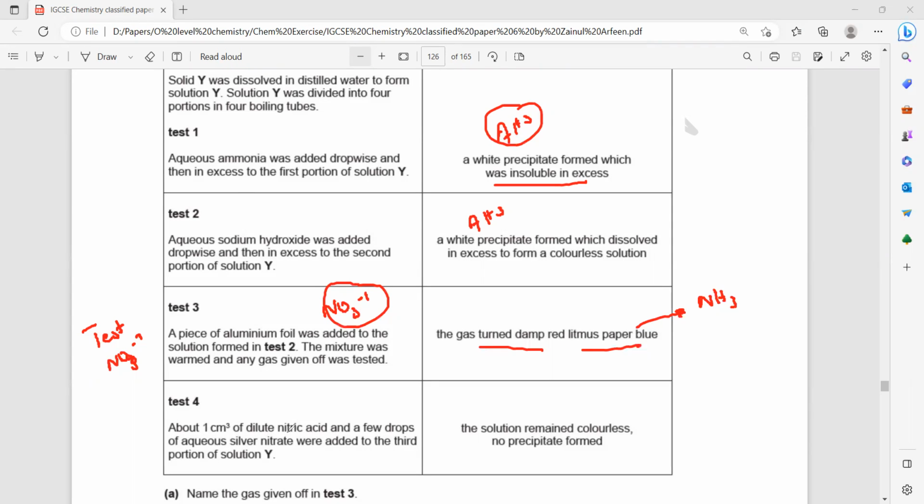And about 1 cm cube of nitric acid followed by silver nitrate. This is a test for the halides. So this is a test to check the presence of chloride, bromide, iodide. Because it does not show any precipitate, it means no halide is present.